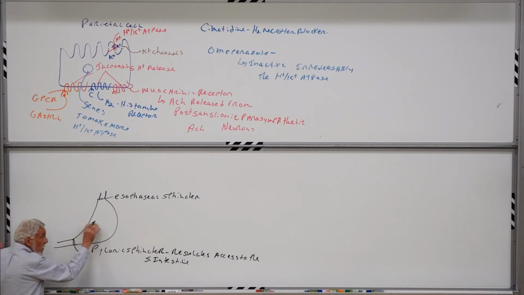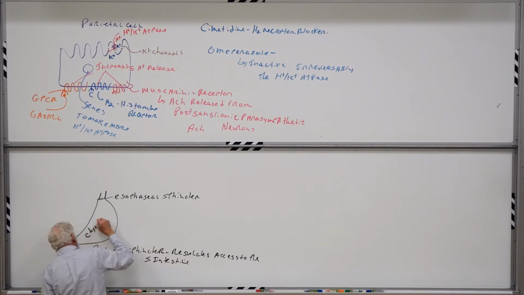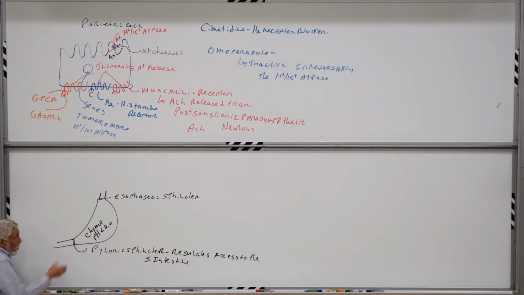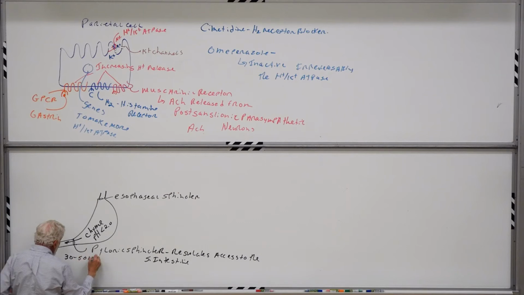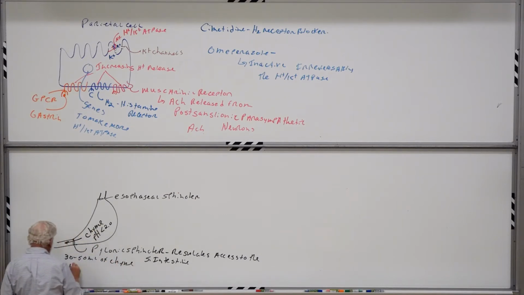Well, remember the contents of the stomach is known as chyme, and it has a pH of less than 2. So you don't want to move all of this contents immediately into the small intestine. So when the pyloric sphincter opens, it allows only about, I think it's 30 to 50 mils of chyme to enter the small intestine.